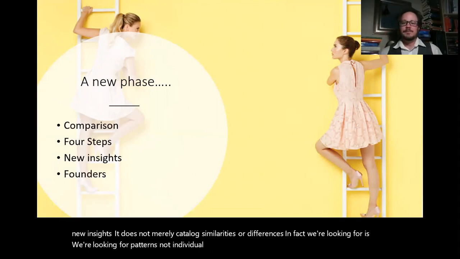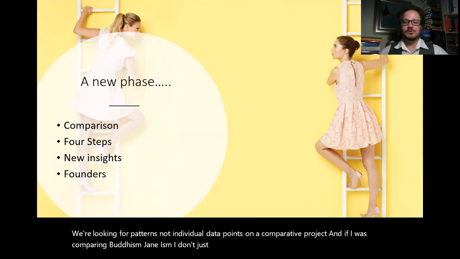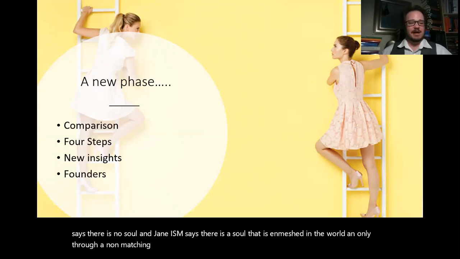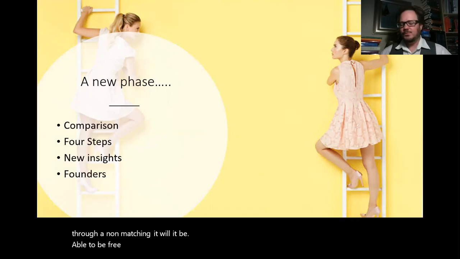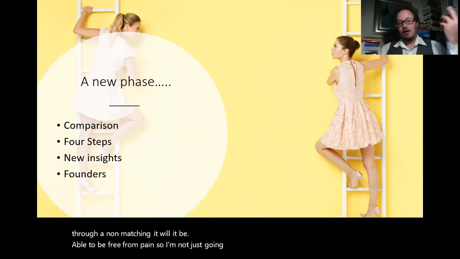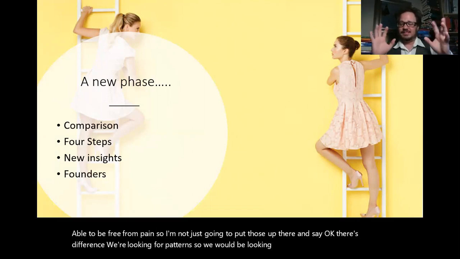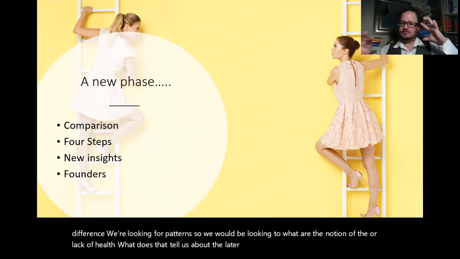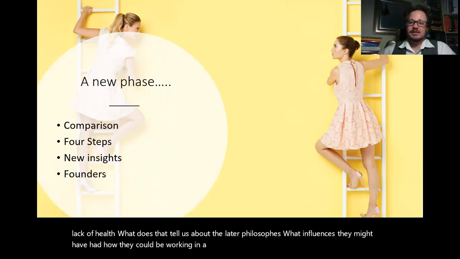So in a comparative project, if I was comparing Buddhism and Jainism, I don't just say they had notions of the soul, namely Buddhism says there is no soul and Jainism says there is a soul that is enmeshed in the world, and only through unenmeshing it will it be able to be free from pain. I'm not just going to put those up there and say, oh, okay, there's a difference. We're looking for patterns. So we would be looking at what the notion of the self or lack of self is. What does that tell us about the later philosophies? What influences they might have had, how they could be working in a similar spectrum of understanding of the self.